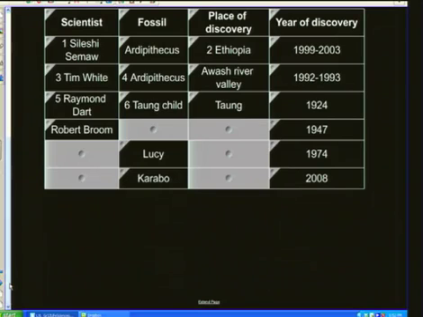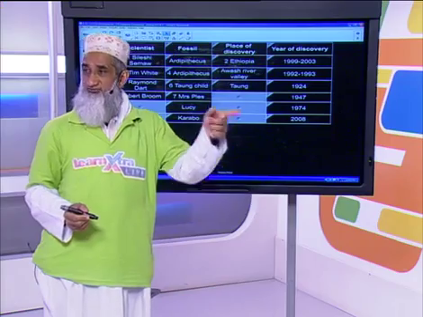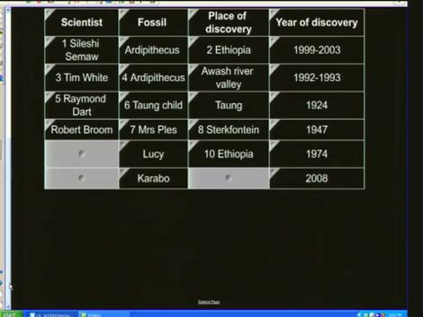Excellent. Robert Broom, what did he find? Mrs. Ples. And where did he find it? Sterkfontein Caves. They know that because they live not far from there. And we're going to send them there to Sterkfontein. Lucy was found where? Ethiopia. By who? Donald Johanson and the others. I put et al. for the three of them there. You can write them down there.